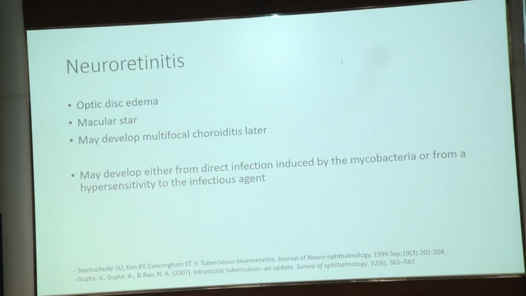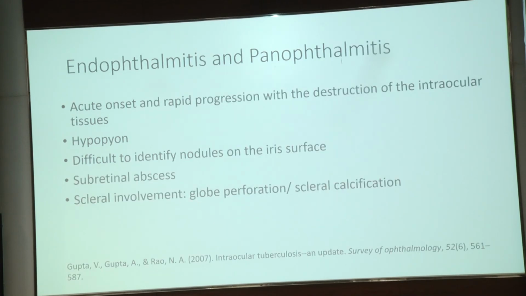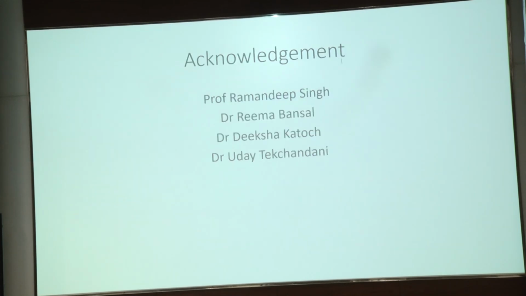A few of the rare presentations are neuroretinitis, which can also occur in the form of a macular scar formation, and tubercular optic neuropathy can also occur in these kinds of patients. Again, endophthalmitis and panophthalmitis are also very rare presentations of intraocular tuberculosis, and in these kinds of patients, they will be associated with some kind of hypopyon or subretinal abscess formation, as Dr. Anirudh sir had shown in one of the cases.